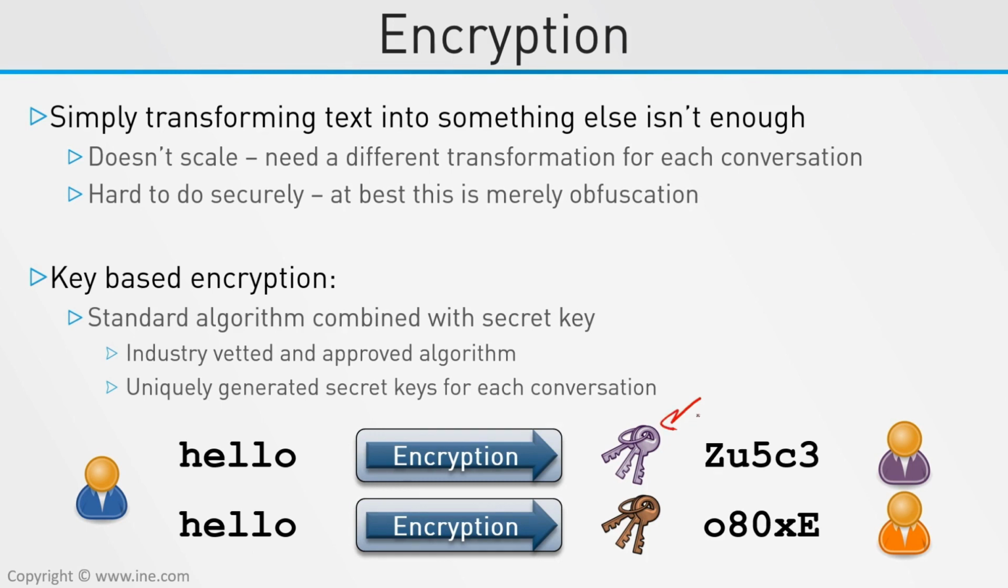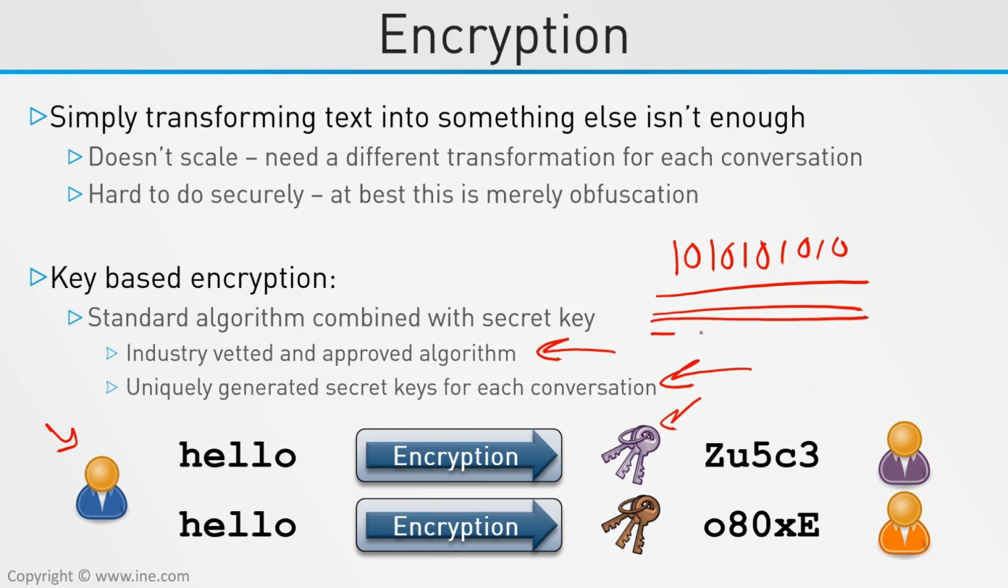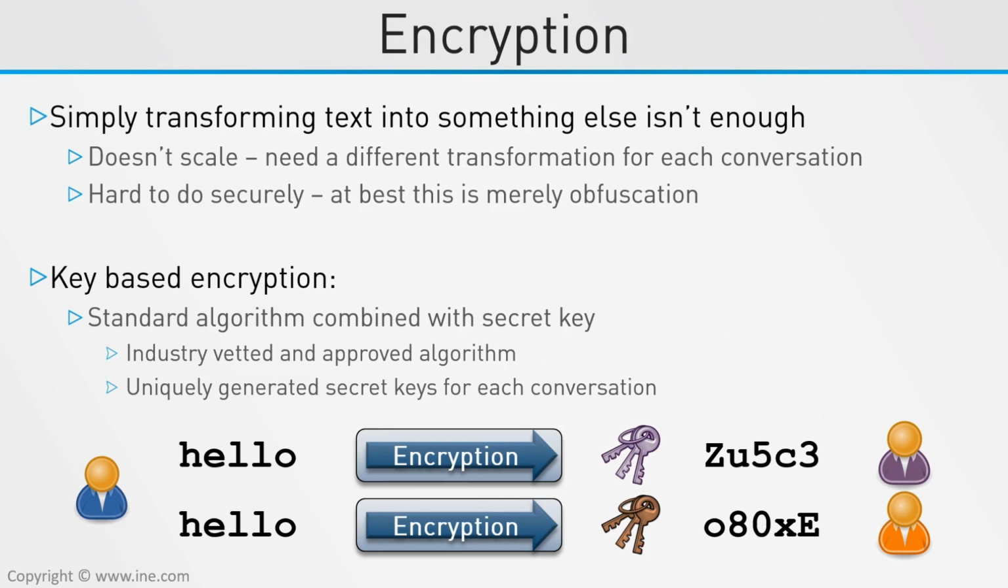Now these keys are nothing more than a random set of binary digits. This is an example of a 10-bit key. The idea is creating the algorithm is very, very difficult, so you leave that to the experts to create industry-approved algorithms. You, as a user who wants to use encryption to provide confidentiality, all you have to do then is randomly generate a set of bits to use for each new conversation you want to have. That's the idea behind key-based encryption.